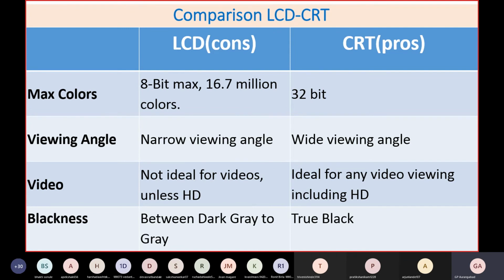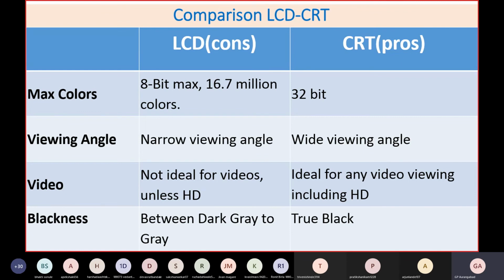Then video: LCD is not ideal for videos unless HD. As now you are all working with HD, and you are also experiencing the operations with the resolution of HD, how good quality pictures you get. If you have got HD or 2K or 4K, then the quality is unmatched, you can have video. But here it is ideal for any video viewing including HD. This is good for viewing, but this is costly.